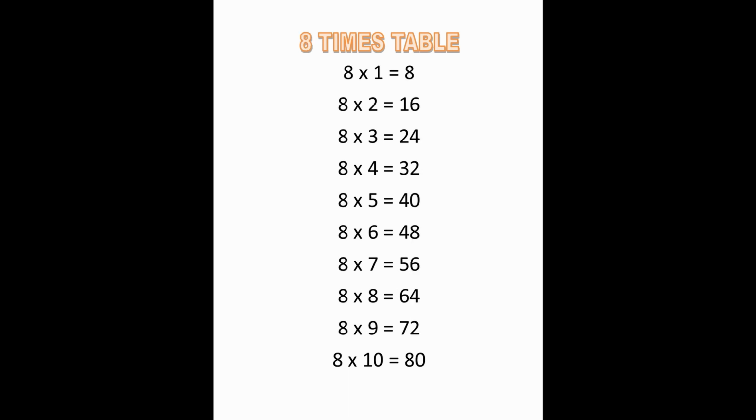8 times table. 8 times 1 is equal to 8. 8 times 2 is equal to 16. 8 times 3 is equal to 24. 8 times 4 is equal to 32. 8 times 5 is equal to 40. 8 times 6 is equal to 48.